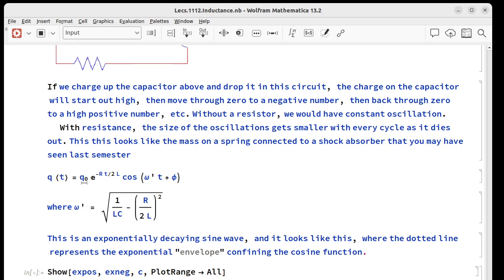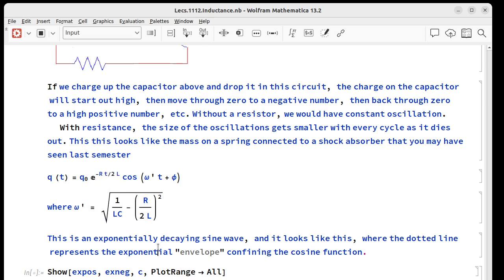If we want the mathematical formula for what this looks like, the frequency where it happens now is a little bit different than it was without the resistance. So the frequency changes a little bit, and the oscillations happen at this new frequency, omega prime, and then they're damped by this exponential term.